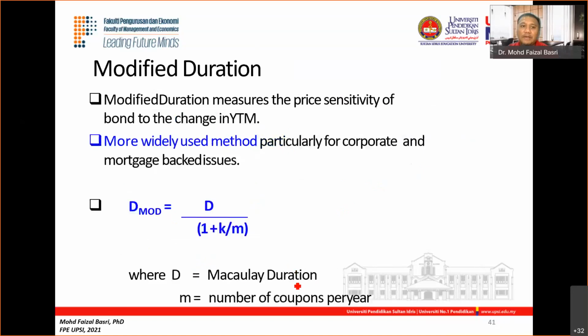But anyway, to use the modified duration, we still need to get the duration. This is D, which must be on an annual amount.